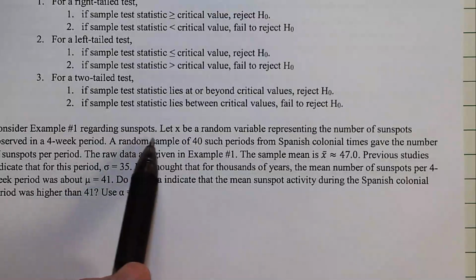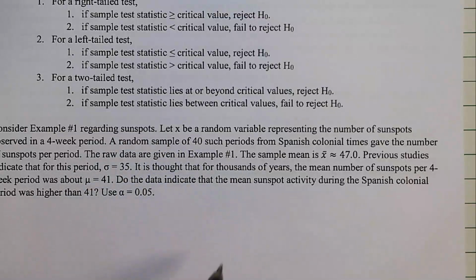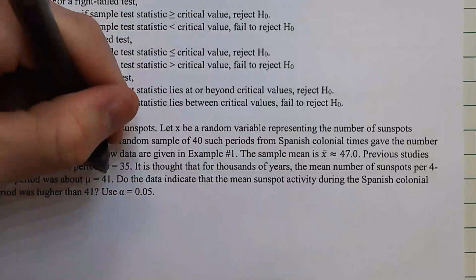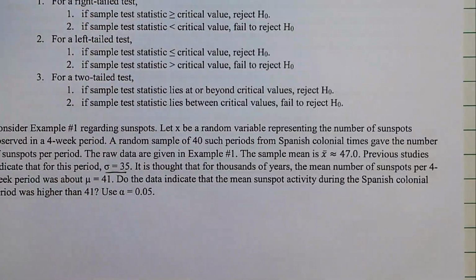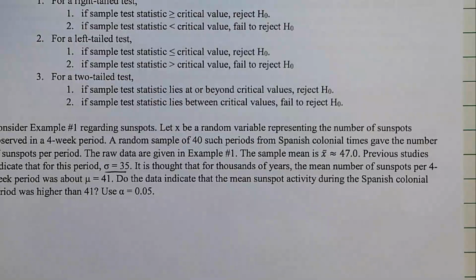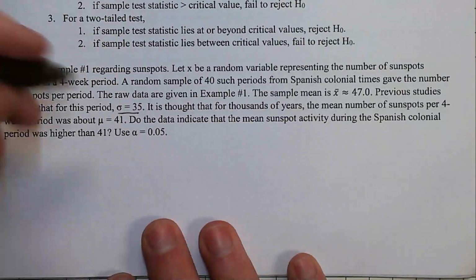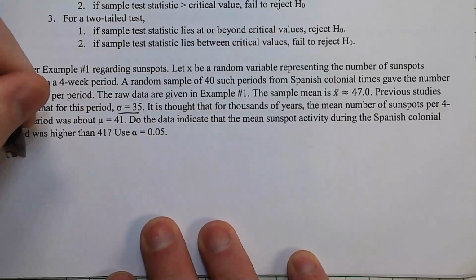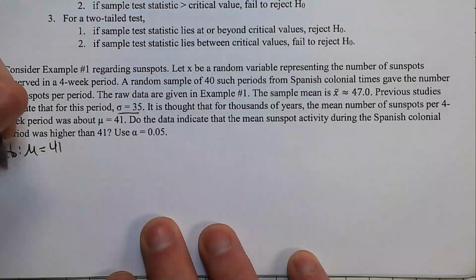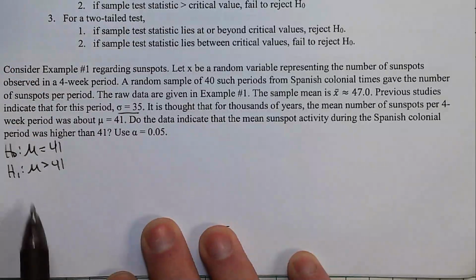Example 1 regarding sunspots: let x be a random variable representing the number of sunspots. A random sample of 40 such periods gave the number of sunspots per period. The raw data is given in Example 1. The sample mean is 47.0. Sigma is known, so we're going to use the z procedure. It's thought for thousands of years the mean number of sunspots is mu equals 41. This indicates different. You can copy this down if you want. It was mu equal to 41, and you're trying to prove it's greater than 41. We already did this example here.